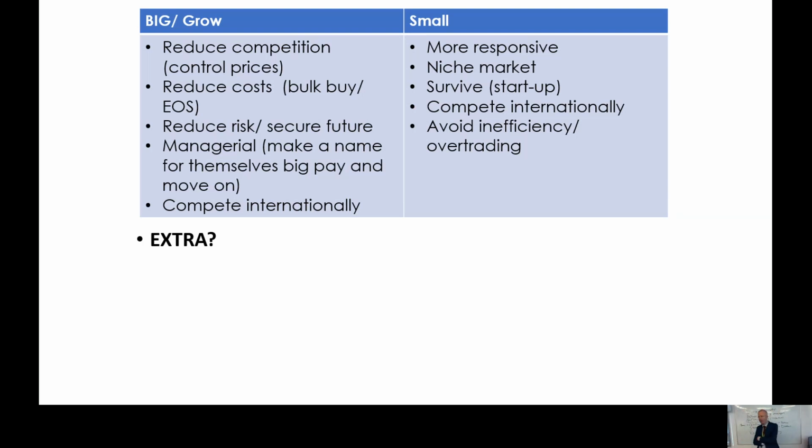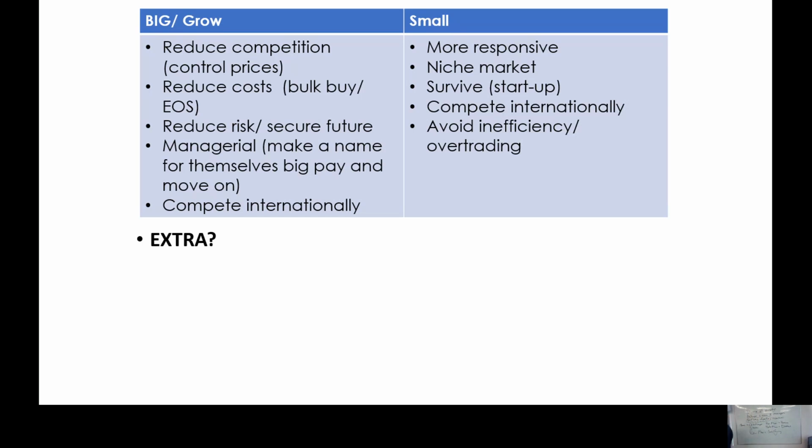And as you gain size, you gain bargaining power, you gain the ability to monopolize supply, and you can reduce your costs per unit. And you can reduce the risk of your business, so you are less likely to go out of business if you're a big business, and also secure the future. It could be a managerial objective. Some CEOs like to be CEOs of increasingly large businesses. It potentially gives you higher pay because you're controlling more.